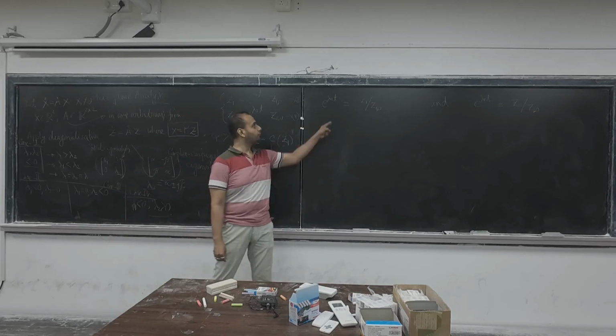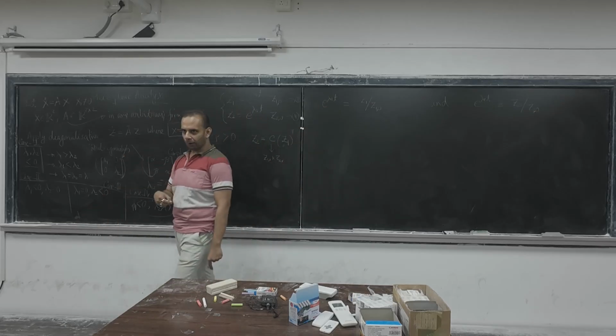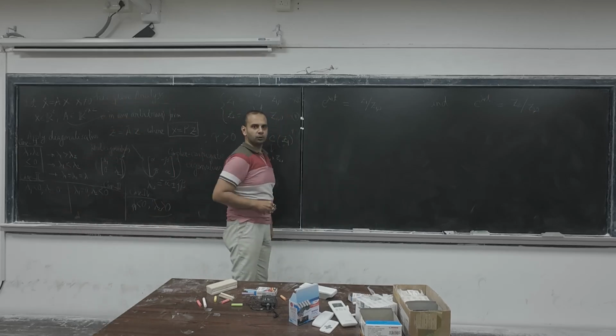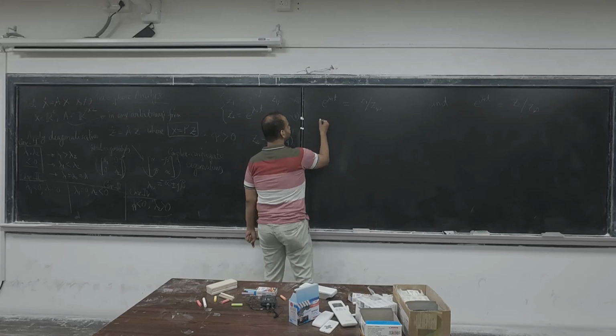How could we remove the t term? First of all we have to bring that lambda 1 t outside, right? So if you take ln on both sides, then what will happen?